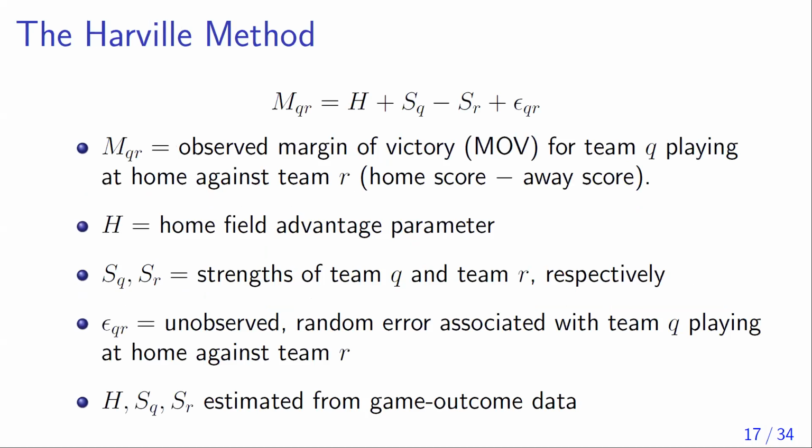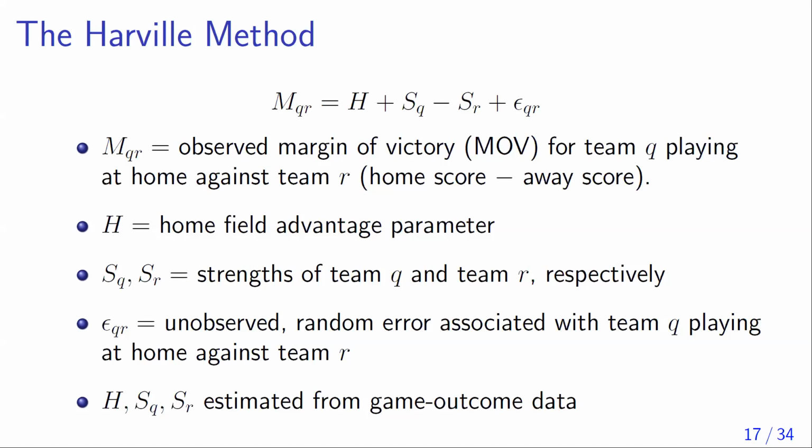So in the sports context, it lends itself to a specific model that is most effective. And the model that we've been using in the sports context is just a simple linear model, specifically called the Harville Method. The Harville Method is effectively a ranking methodology. It applies a linear model to predict margin of victory. And we have margin of victory defined as the observed margin of victory for Team Q playing against Team R, which is just the home score, where Team Q at this point would be at home and Team R would be away. And we just subtract the two, home score minus away score, to get margin of victory.